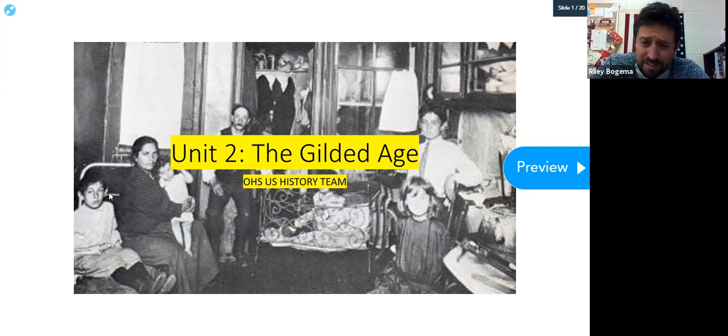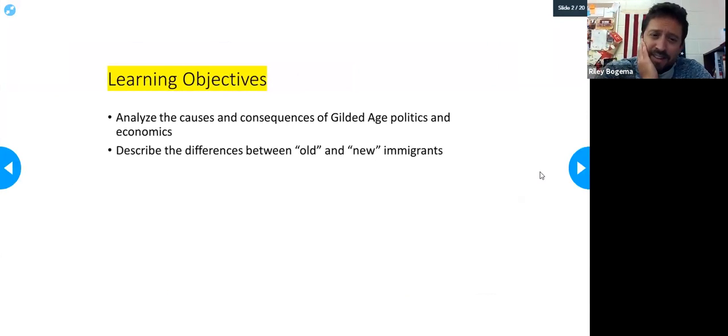It's part of industrialization in the United States, part of the industrialization unit, because America is industrializing and expanding and growing. So we're going to look at the causes and consequences of Gilded Age politics and economics. And then we're going to look a little bit at old and new immigration into the United States. So fascinating period of American history.